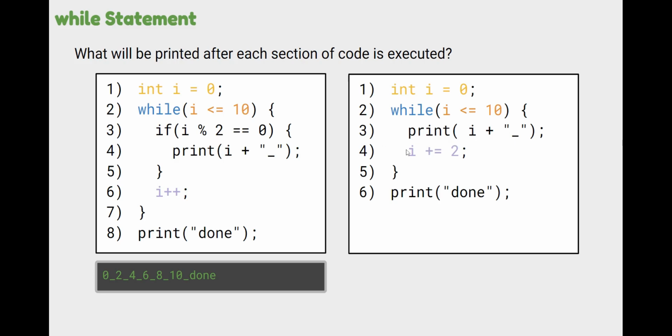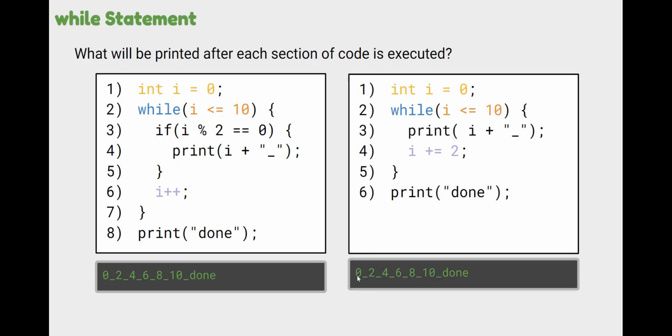And on line 4, our update statement, we are not adding 1 to I every time. We're adding 2 to I every time. So we're counting by 2s. So if we start at 0 and we count by 2s, and we're going to count while I is less than or equal to 10, well, then we're going to print out those even numbers again.